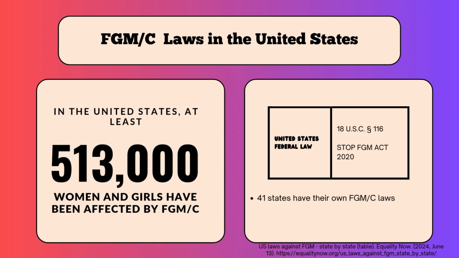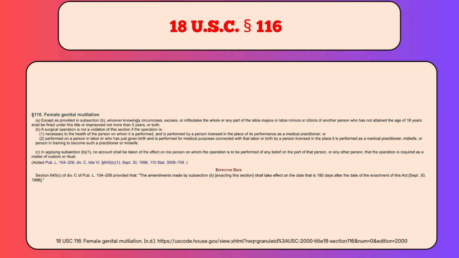In the United States, at least 513,000 women and girls have been affected by FGMC. The United States has two important federal laws on FGMC, including Law 18 of U.S. Code 116 and the Stop FGM Act of 2020. In addition, only 41 states have their own laws on FGMC. Pause the video and read Law 18 of U.S. Code 116.